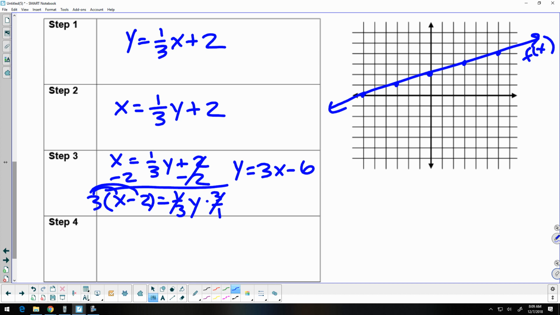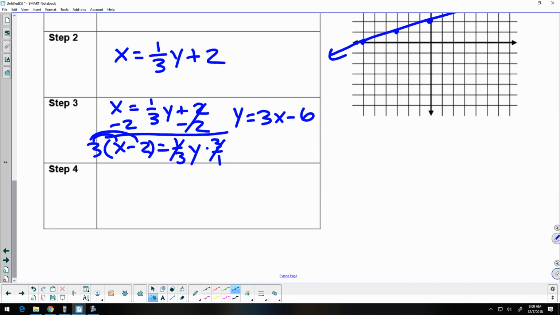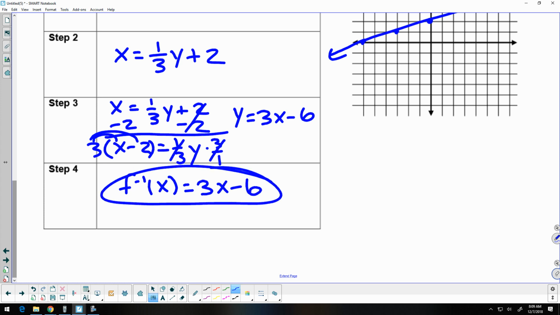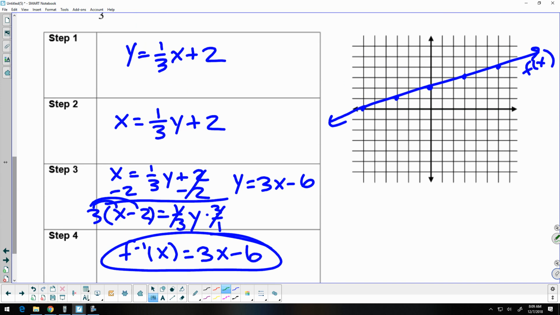Okay, that is our inverse, but now write it as an inverse. Step 4, this is f to the negative 1 of x equals 3x minus 6. Okay, there's our answer. We want to graph this now too. So graph your inverse. We're starting at -6, so 1, 2, 3, 4, 5, 6, all the way down here. Slope going up 3 over 1.